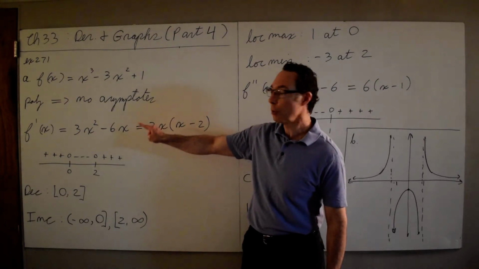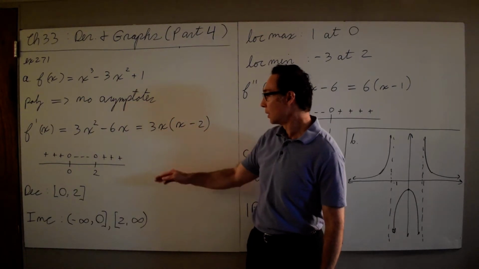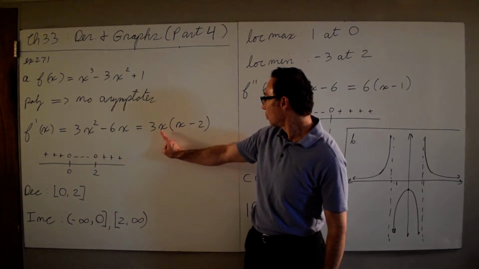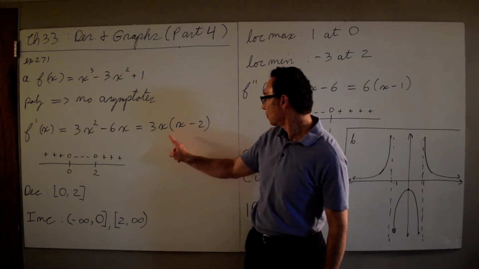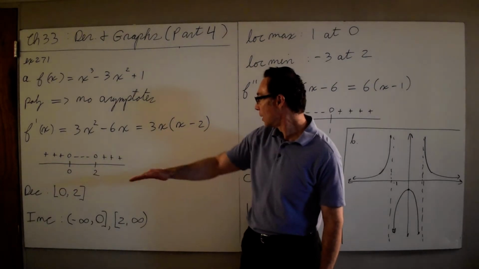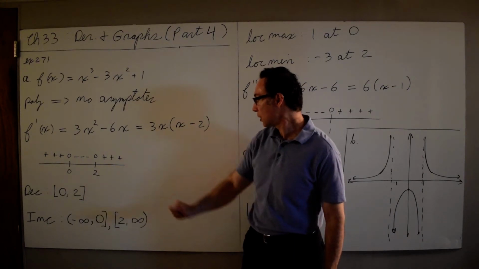This is a second degree polynomial that opens upward. So it opens upward, it has two roots. So we know that it's going to go positive, negative, positive. But when x is between 0 and 2, this is positive, this is negative. A positive times a negative is negative. When x is large, we have a positive times a positive, which is positive.